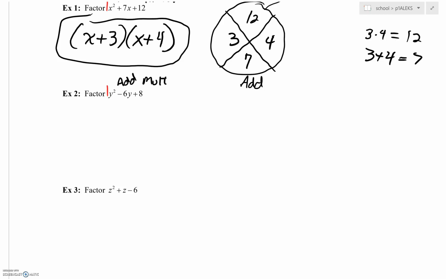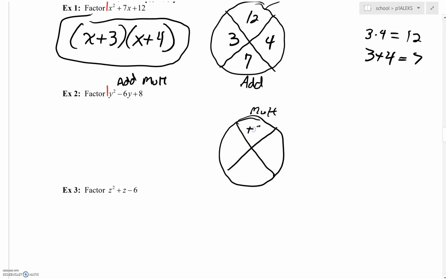And that does impact your problem for sure. You could say, well, look, I'm going to have to multiply, and I'll make my wheel a little bit lower here. I'm going to have to multiply to a positive 8. I'm going to have to add to a negative 6. And that's really what's going on here.